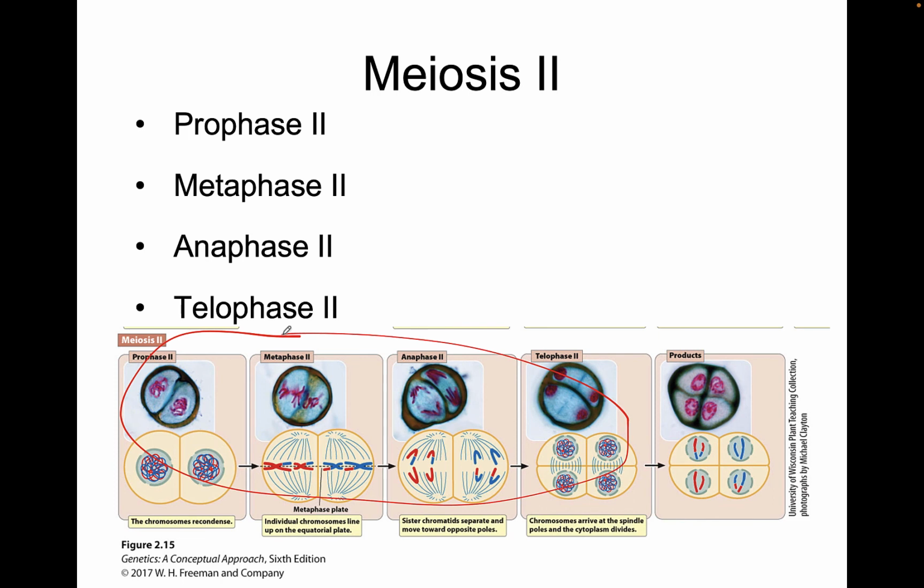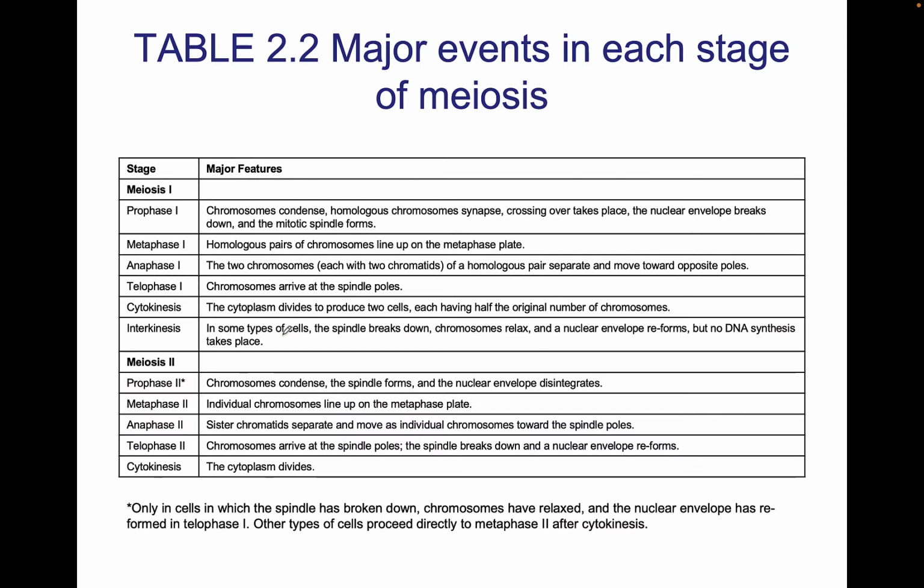In telophase 2, the chromosomes arrive at the spindle poles and a nuclear membrane is going to begin to reform around the chromosomes. And now it's going to prepare for the division of the cytoplasm. The chromosomes are relaxed and are no longer visible. So you have this cycling of condensing and decondensing throughout meiosis. This table, again, provides all of the major features in meiosis 1 and meiosis 2.